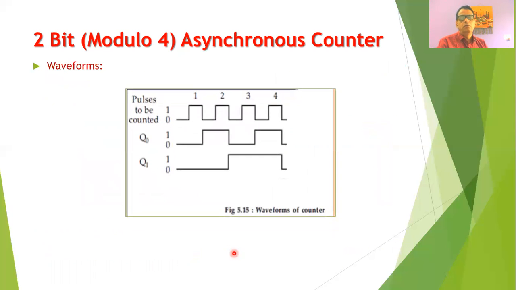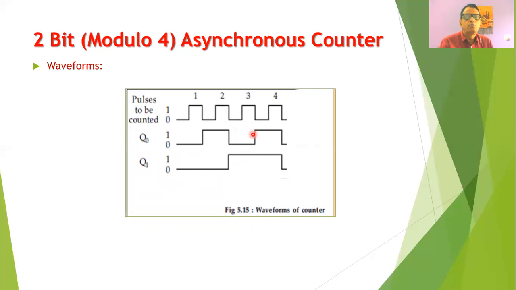Now we can draw the waveforms of the counter, and one can observe that the initial output before application of the clock pulse is 0, 0. Therefore, output Q0 is 0 and Q1 is also 0. When we apply the first clock pulse, then at the trailing edge of the first clock pulse, the output Q0 will change to 1 and output Q1 will remain 0. After the second clock pulse, Q0 again becomes 0 and Q1 becomes 1. After the third clock pulse, Q0 again becomes 1. These waveforms are to be drawn as per the truth table of the counter circuit.